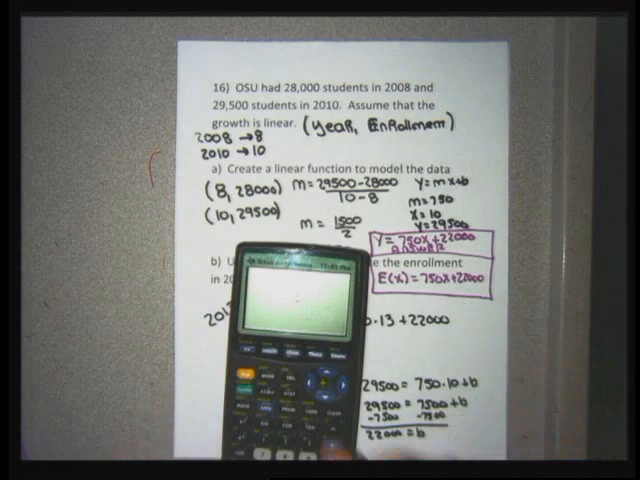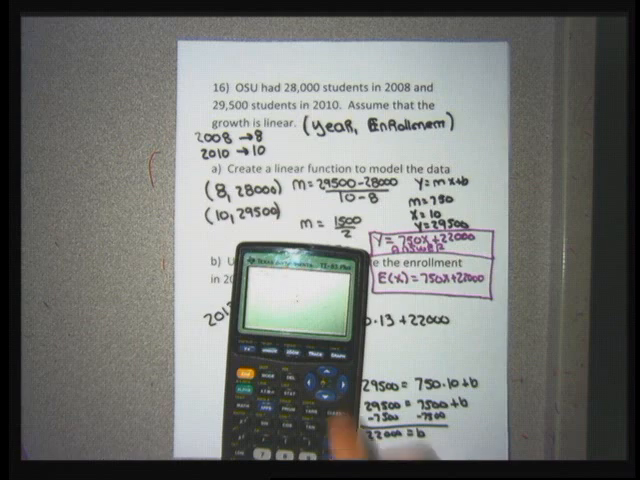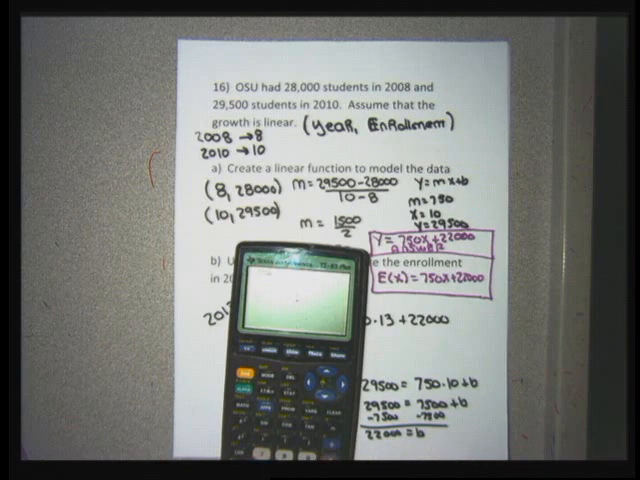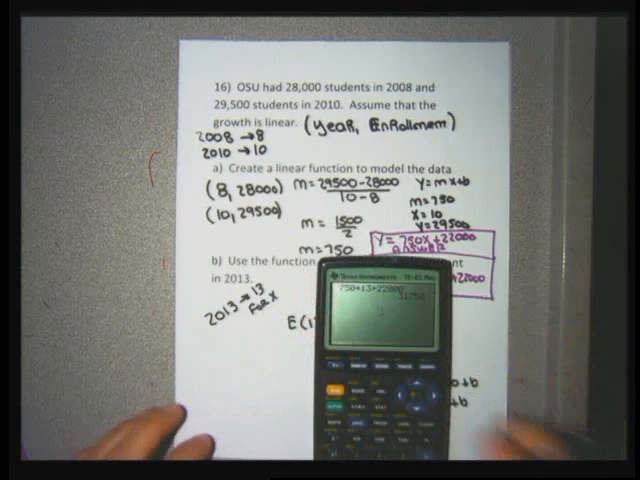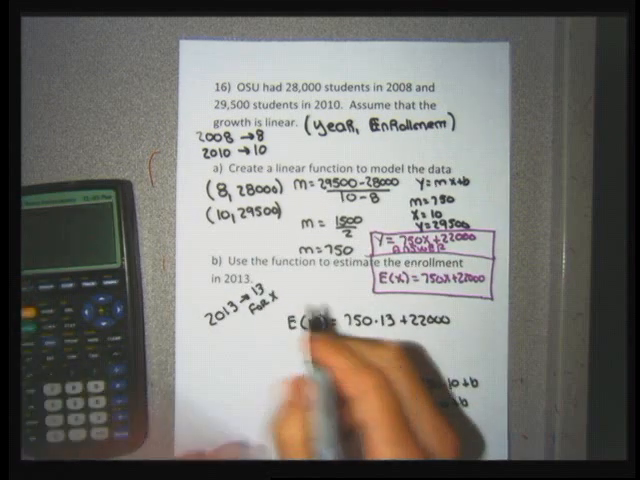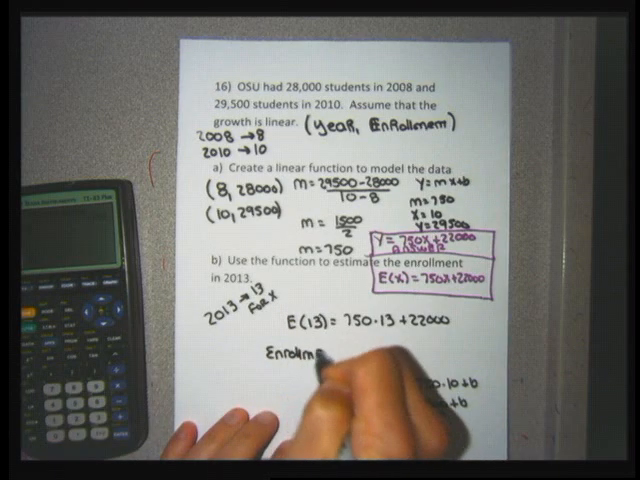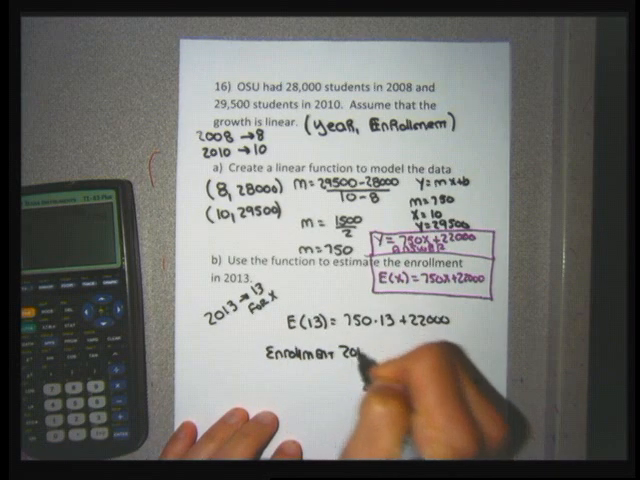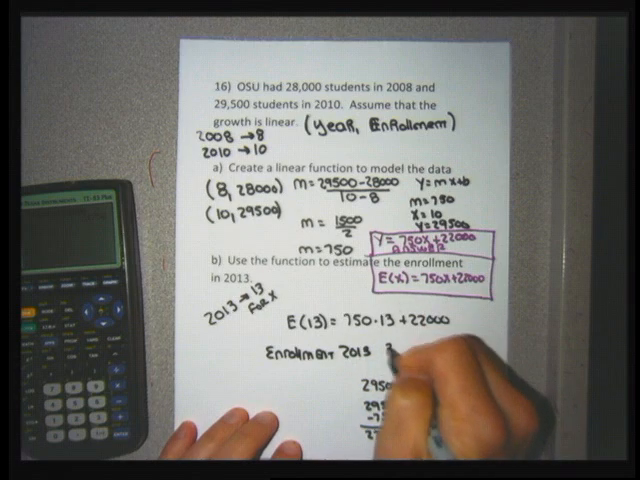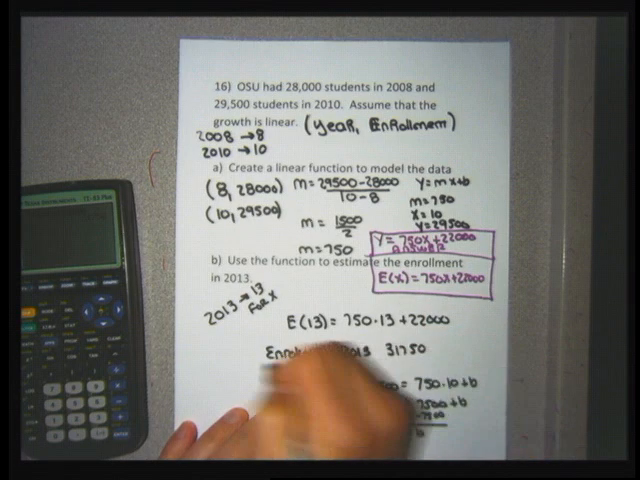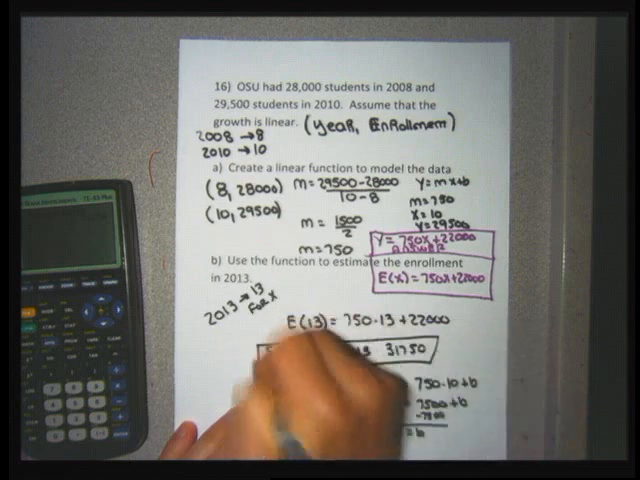So I'm going to go on my calculator, 750 times 13 plus 22,000, and I get 31,750. So the enrollment in 2013, or the estimated enrollment in 2013, is 31,750 students. And that's the best I can do for an answer to part B.